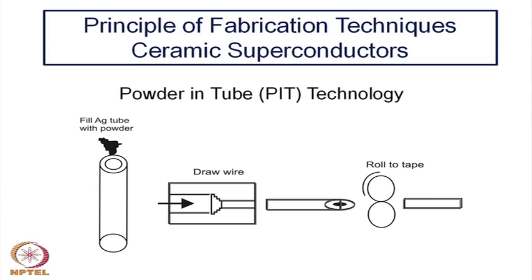superconductors or ceramic powders. After the rolling or wire drawing, one has to do heat treatment, so that the powders inside get sintered and you have a continuity between the powders. So, the powder in tube technique is quite useful for making silver wires filled up with ceramic powders. So, that is the normal structure.